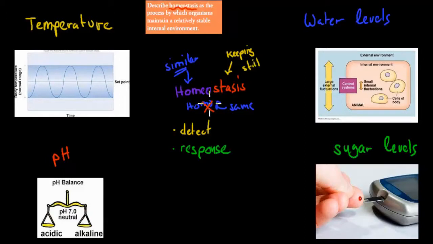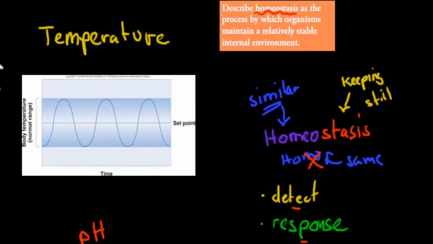Now, the ways you can look at it, I'm going to talk about detection and response quickly for all of these examples. We've got temperature, for example. We want to keep our temperature at that set point. And that set point is just the ideal point that we want to have it at. That's usually about 37 degrees Celsius for humans. Different for other animals, but for us it's 37 degrees Celsius.